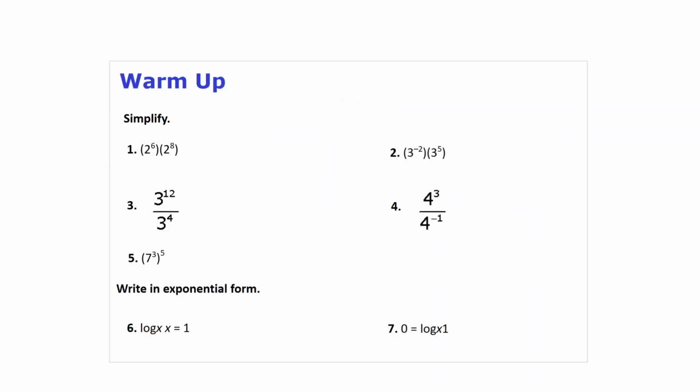All right, before we begin, let's review what we know about exponents. In this first problem, we have 2 to the 6th power times 2 to the 8th power. Now remember, 2 to the 6th power means 2 six times: 1, 2, 3, 4, 5, 6, and 2 eight more times: 1, 2, 3, 4, 5, 6, 7, 8.